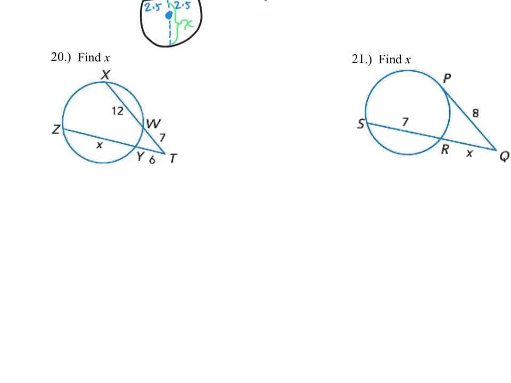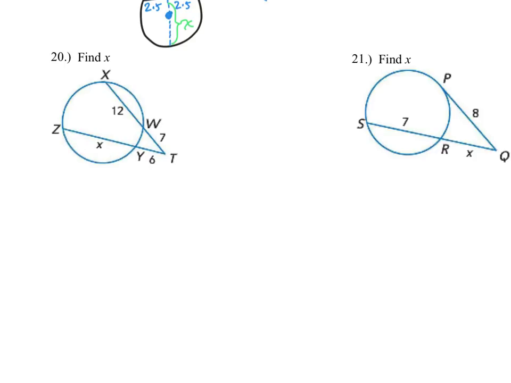And then numbers 20 and 21. In number 20, we have two secants. In 21, we have a tangent and a secant. So we'll use those last two theorems that talk about how to find the measures of these secants. And the first theorem said that the measure of an entire secant times the outside part would be equal to the product of the other entire secant times the outside part.